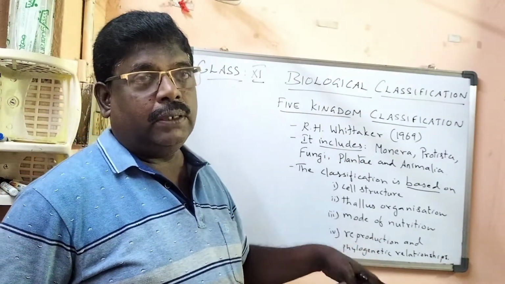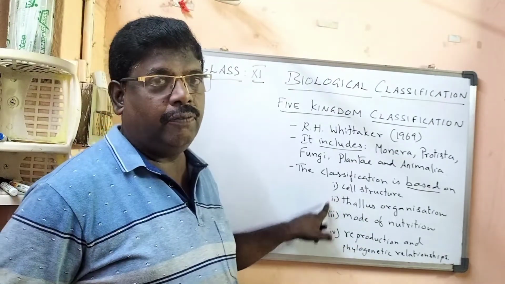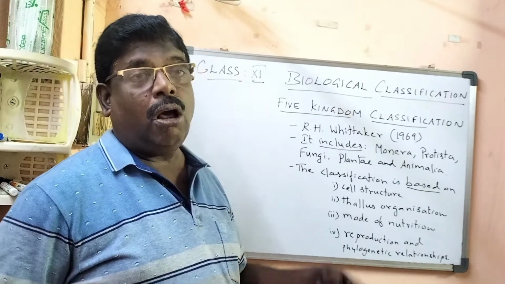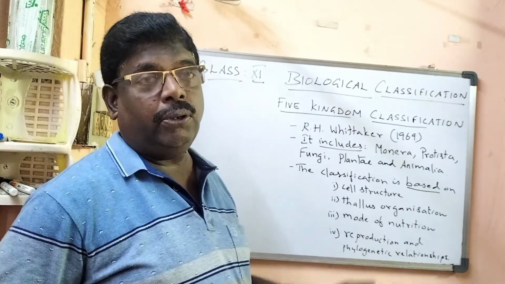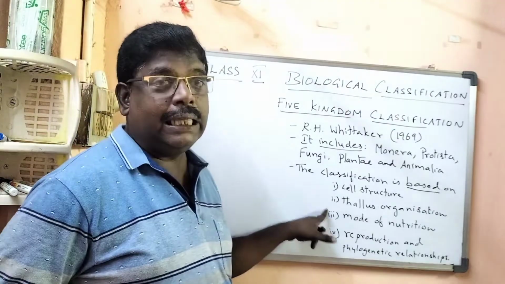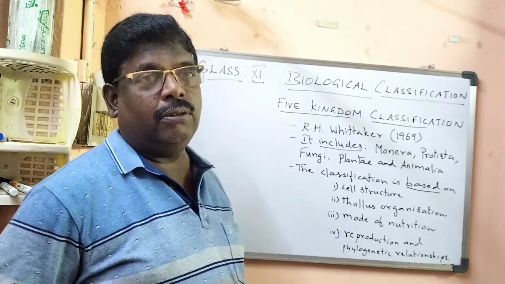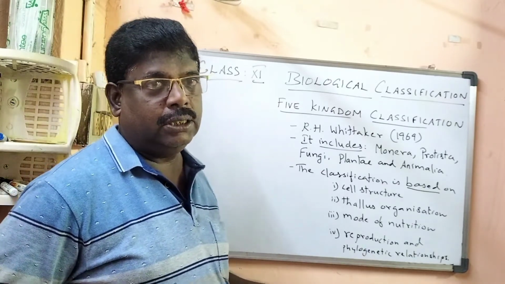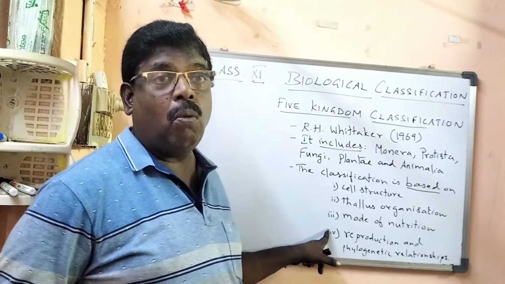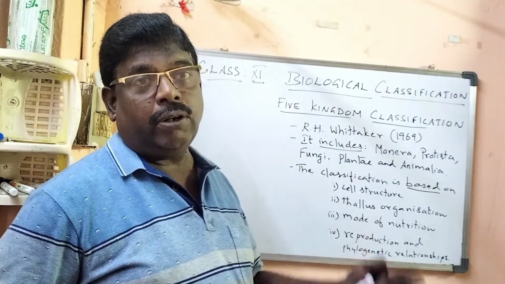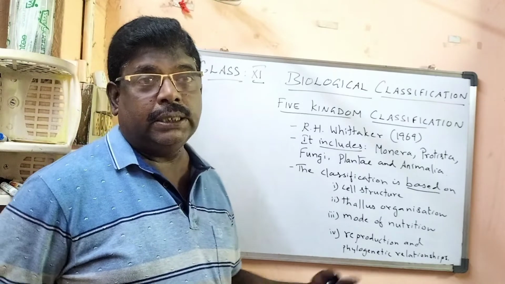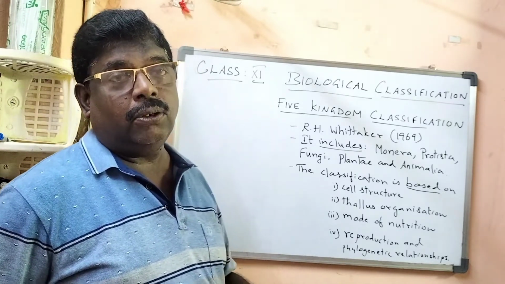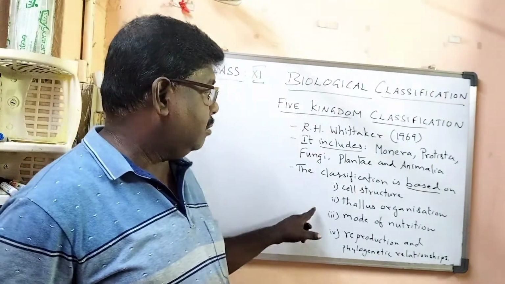How did he divide them into these five kingdoms? Based on the following characters. One, cell structure: unicellular or multicellular, prokaryotic or eukaryotic. Likewise, thallus organization, that is, how the plant body is organized. Mode of nutrition: autotrophic or heterotrophic, whether chemosynthetic, or under heterotrophic, whether parasitic or holozoic.